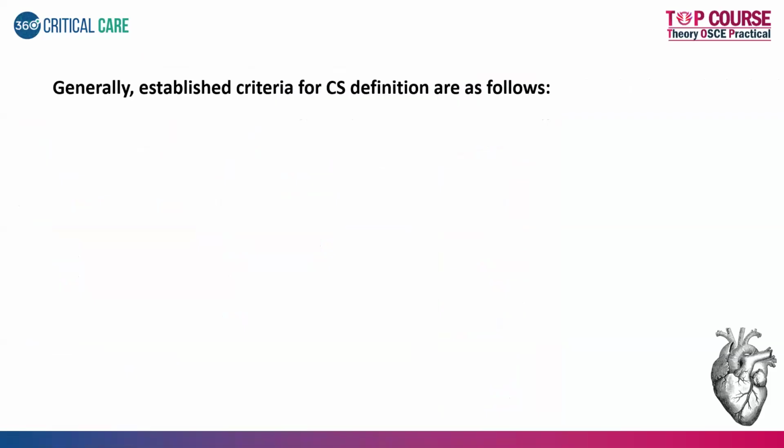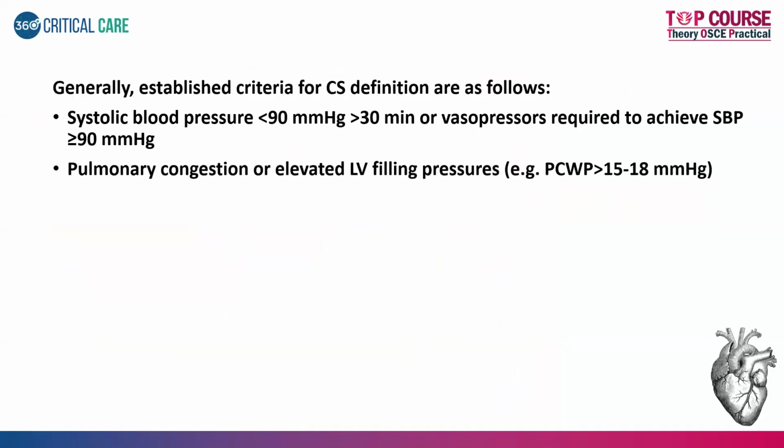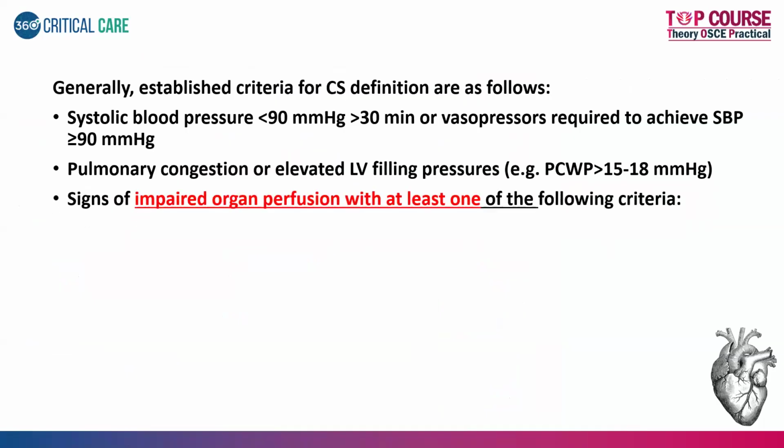So, what is the established criteria for cardiogenic shock? It's defined as a systolic blood pressure of less than 90 millimeters of mercury present for more than 30 minutes, or requirement of vasopressors to achieve a systolic blood pressure of more than 90 millimeters of mercury. Pulmonary congestion or elevated left ventricular filling pressures, which is determined by a PCWP of more than 15 to 18 millimeters of mercury, that is the pulmonary capillary wedge pressure, or if the patient shows one of the signs of impaired organ perfusion.